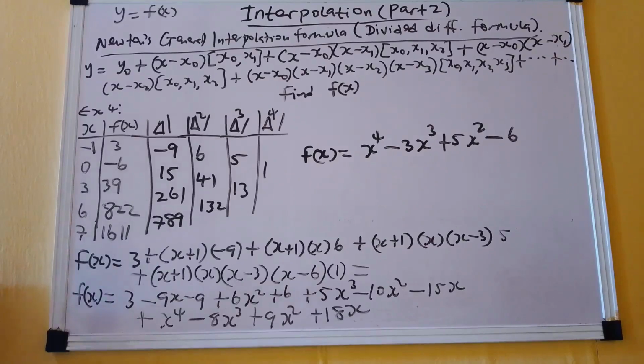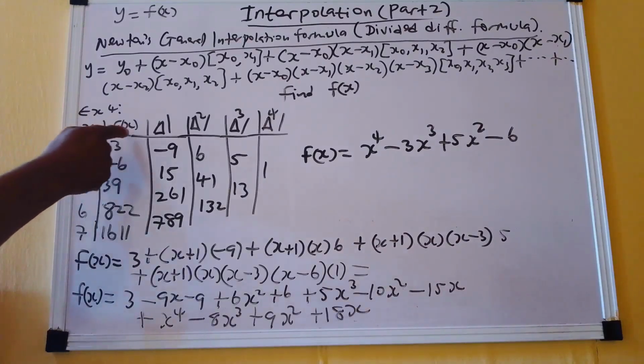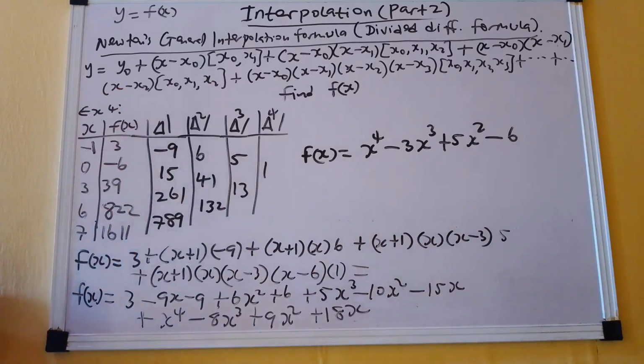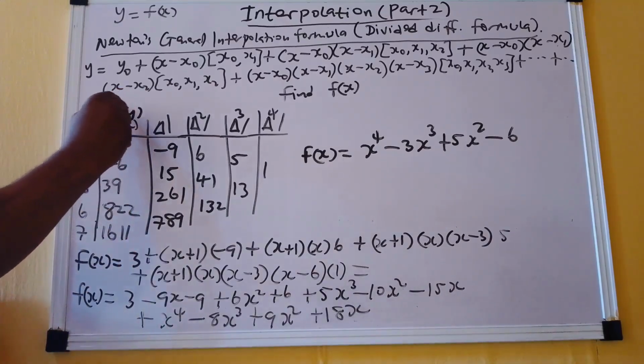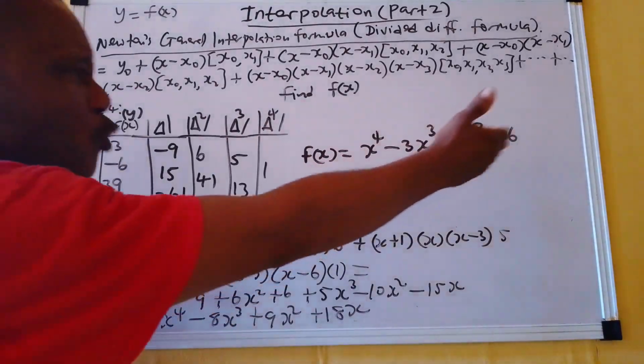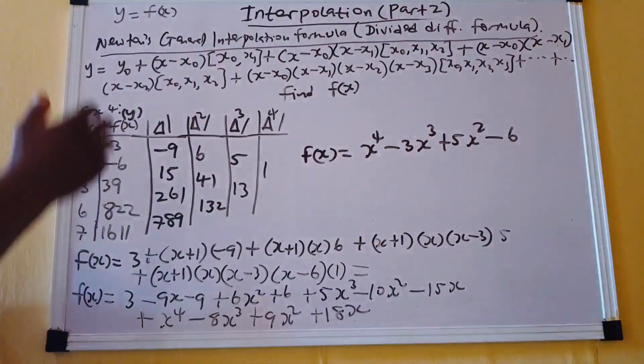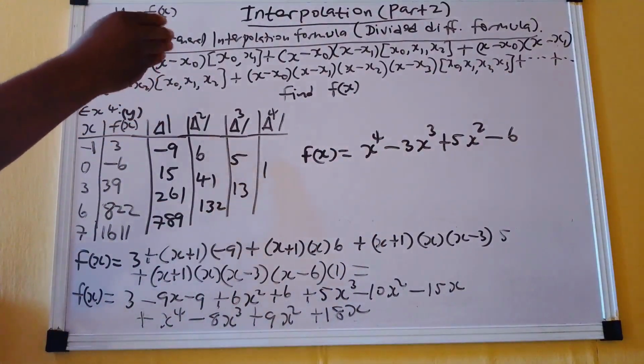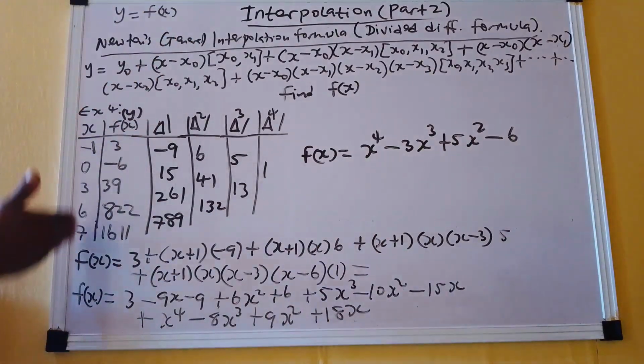Now, one good thing about this: these table values of x and f of x were given. You can also call this y. They are given, but f of x is not known explicitly. But you can see how we have been able to use Newton's general interpolation formula even when h is not known.